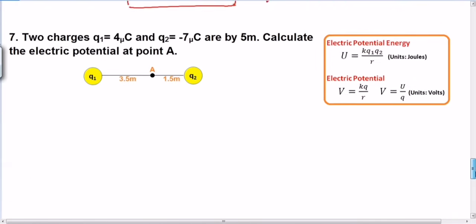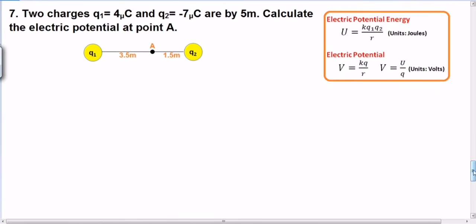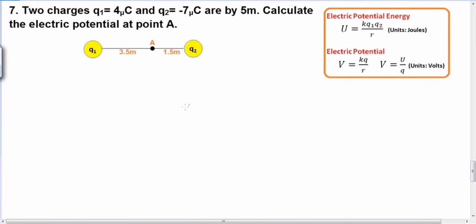Okay? Let's have the 7th example. Two charges, Q sub 1 is equal to 4 microcoulomb and Q sub 2, negative 7 microcoulomb are 5 meters away. Calculate the electric potential at point A. So, ito yung binigay na diagram. Ito si Q sub 1, which is 4 microcoulomb. And then, ito si Q sub 2, which is negative 7 microcoulomb.